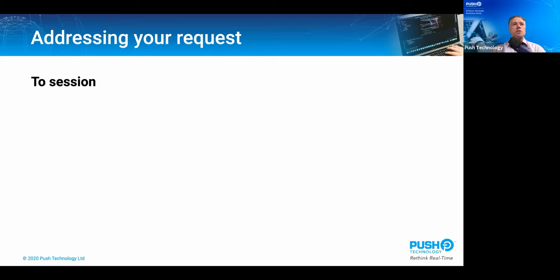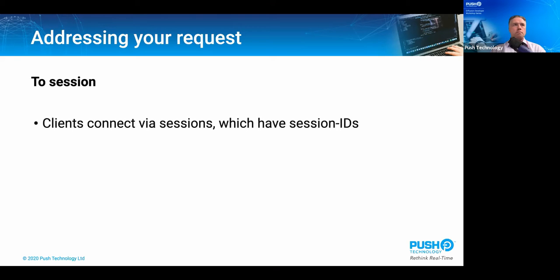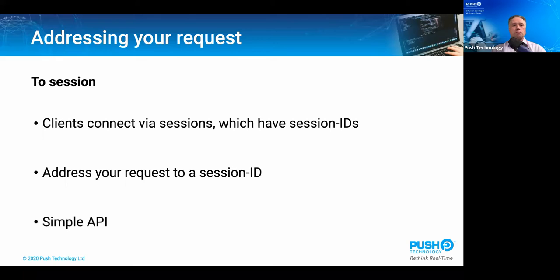Every client connects to the server through a session, and every session has a unique session ID. If we have the session ID for another session, we can address the request directly to it. The API makes it simple. We send a message to a path and an optional session ID, in which case the message is addressed directly. In both cases, a handler in the destination client executes and sends a response.